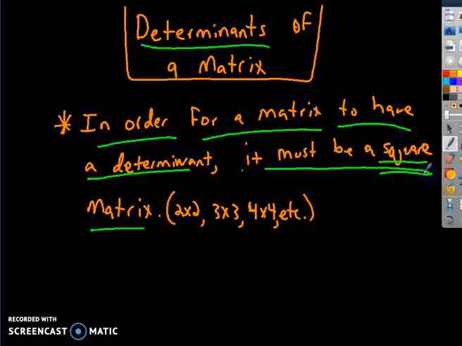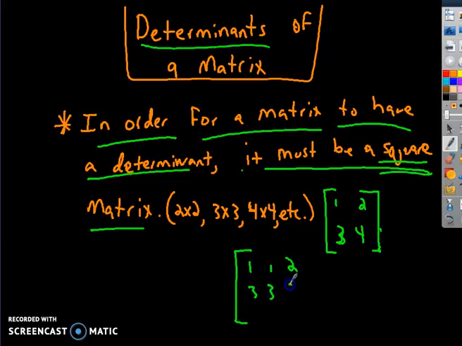Underline the words square matrix. A square matrix has the same number of rows and columns, like 1, 2, 3, 4. Or 1, 1, 2, 3, 3, 3, 5, 0, 1. It's got the same number of rows and columns. It's 3 by 3. It's 2 by 2. All those have determinants, and we can find them.